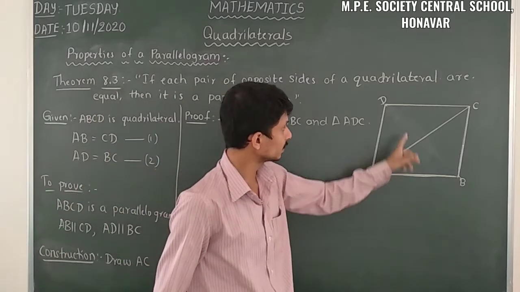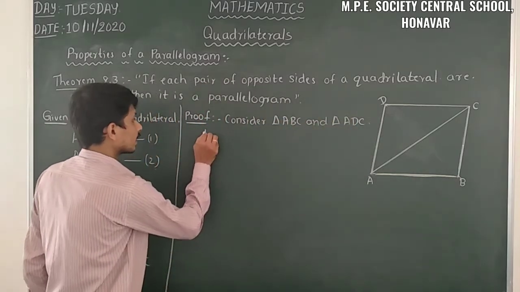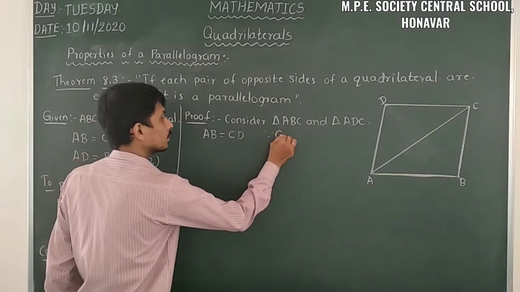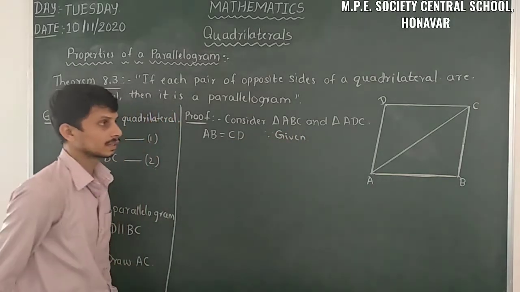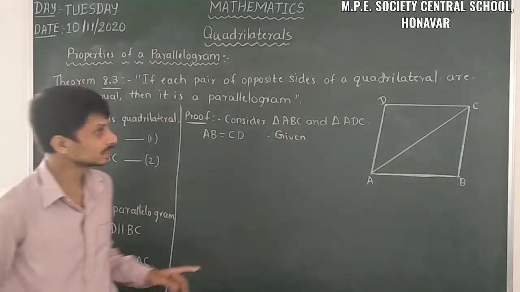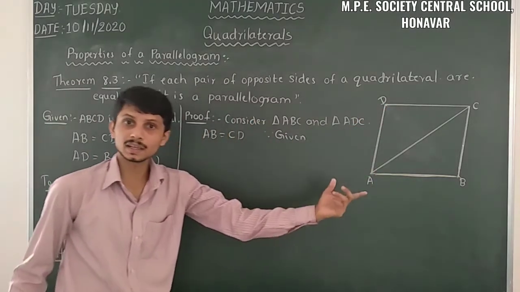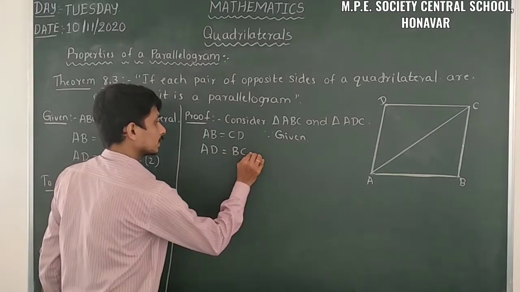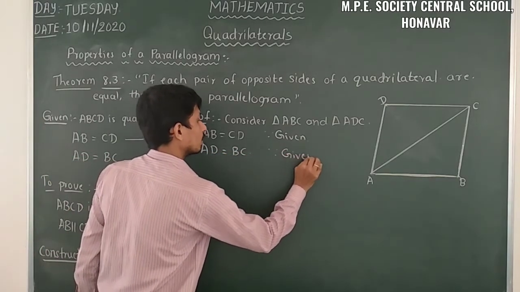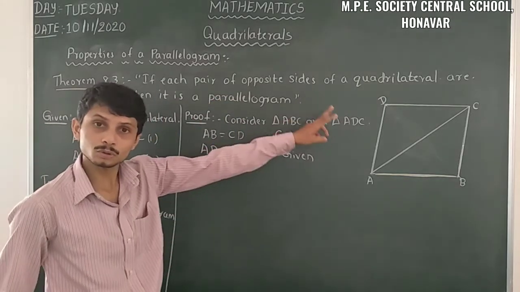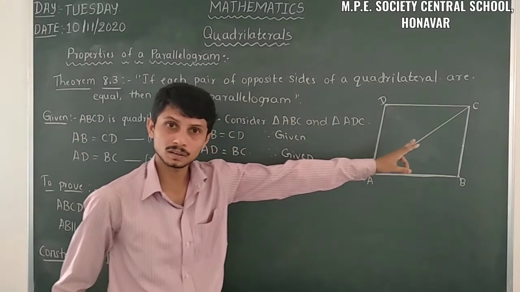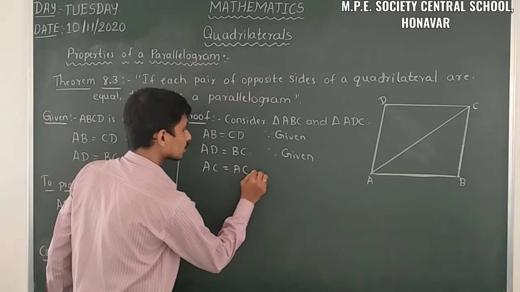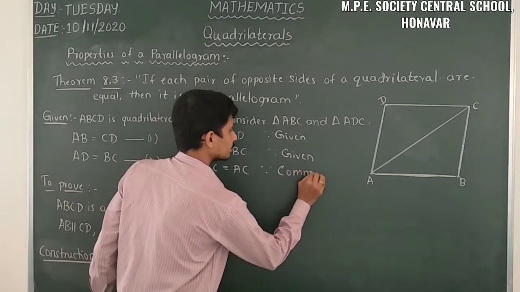So in that we have AB is equal to CD, because it is given. Then also AD is equal to BC. So these are the corresponding sides. That is AD is equal to BC. This is also given. And then for both triangles there is one common side, that is AC. AC is equal to AC. These two are the common side.